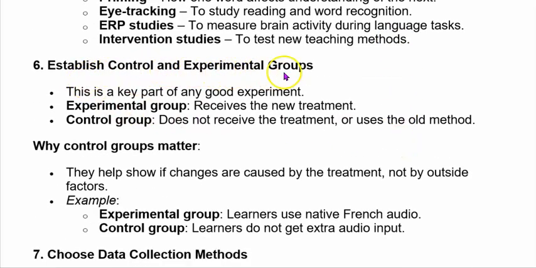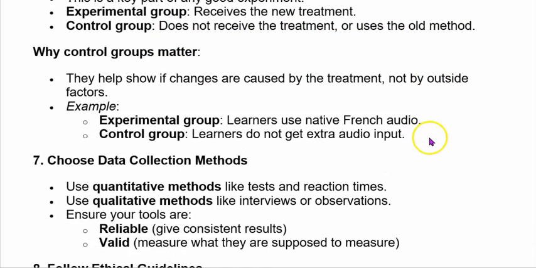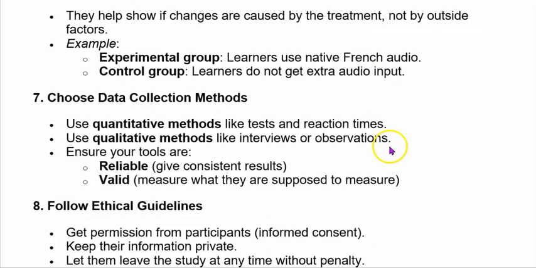6. Establish control and experimental groups. This is a key part of any good experiment. Experimental group receives the new treatment. Control group does not receive the treatment or uses the old method. Why control groups matter? They help show if changes are caused by the treatment, not by outside factors. Example, experimental group, learners use native French audio. Control group, learners do not get extra audio input.